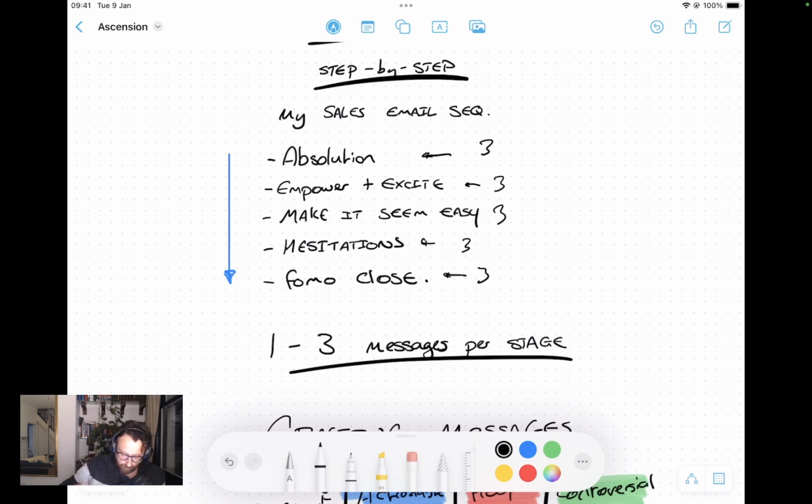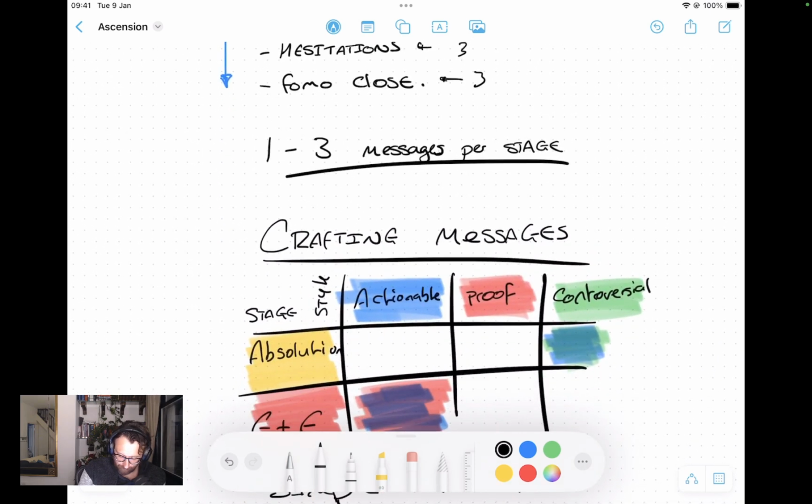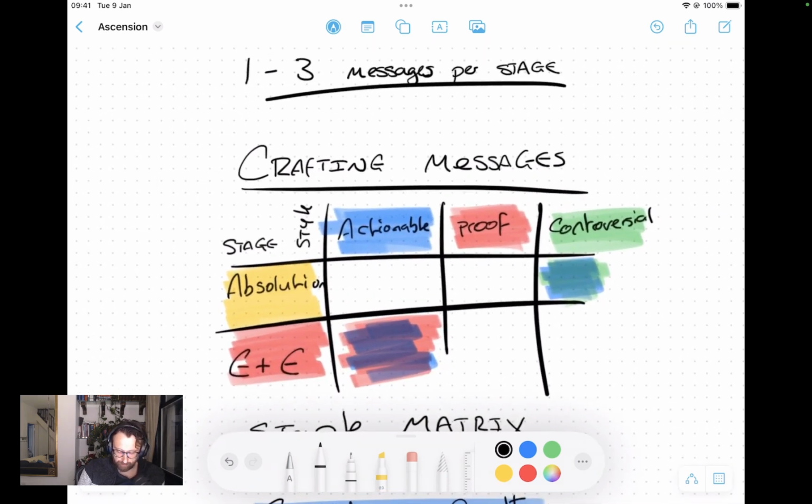It's going to get boring. Not necessarily. Here's how you craft your messages, okay? I just use a simple matrix for these things. So let's say you've got the absolution stage. I'm going to think about it.